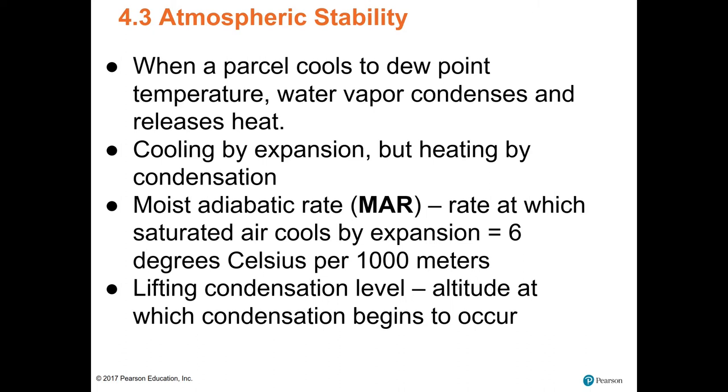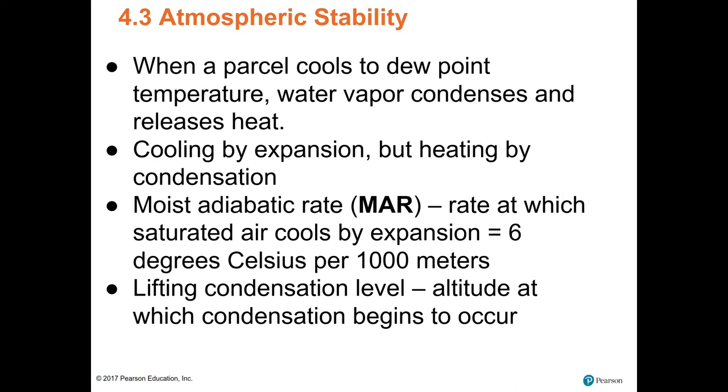The altitude at which you get condensation, the altitude at which it cools to dew point temperature and clouds form, is called the lifting condensation level. This is why clouds have flat bottoms. Typically clouds are all puffy and bumpy on top, but the bottom is flat. That's because the air is relatively well mixed, so the humidity throughout a parcel of air is going to be more or less constant.